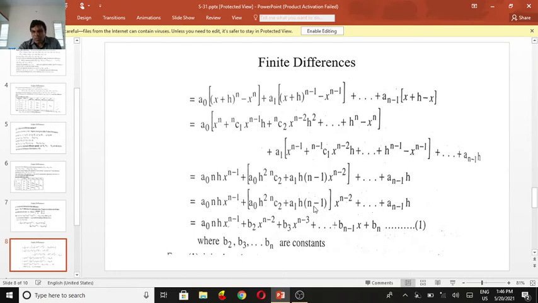Again I open these terms. So these constants are denoted by b2, b3 etc. So again this a0 n h x power n minus 1 plus, I take the coefficients of x power n minus 2, this term denoted by b2. Again the coefficient of x to the power of n minus 3 I denoted by constant b3. Again the coefficients of x raised to n minus 4 denoted b4 etc. So we get b n minus 1 x plus bn etc. where b2, b3 etc are constants.